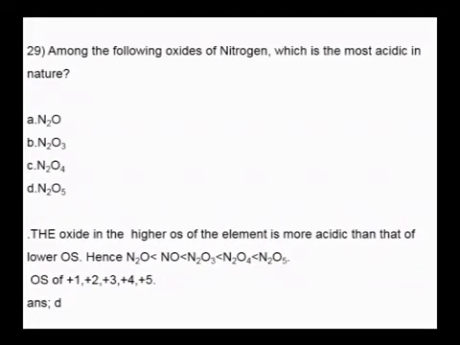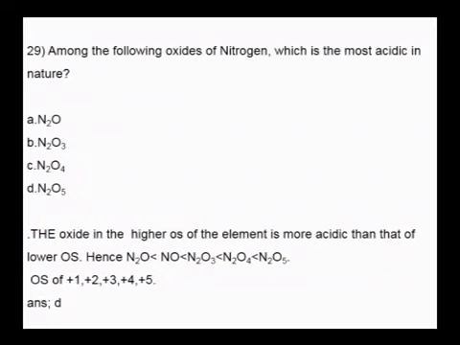29th question. Among the following oxides of nitrogen, which is the most acidic in nature? So 4 options: N2O, N2O3, N2O4, N2O5. In the synopsis, I already gave a hint regarding this one. So, let us calculate the oxidation state of nitrogen in all these oxides.